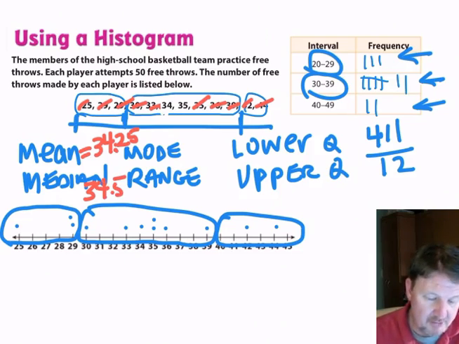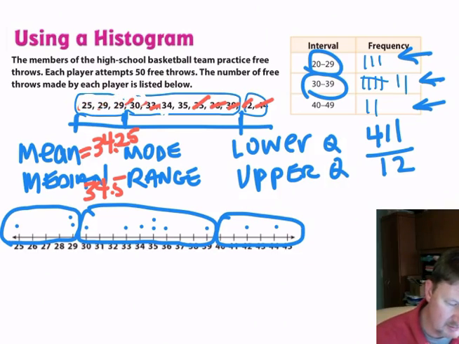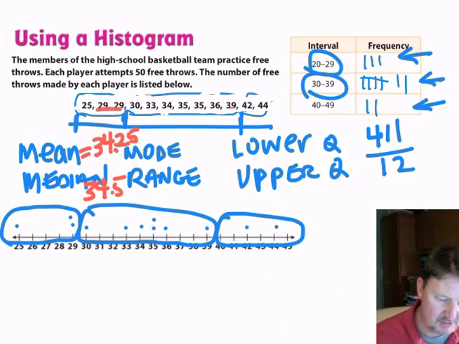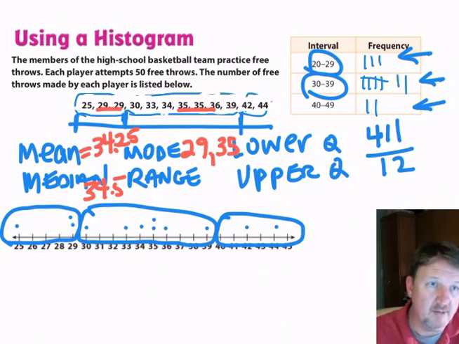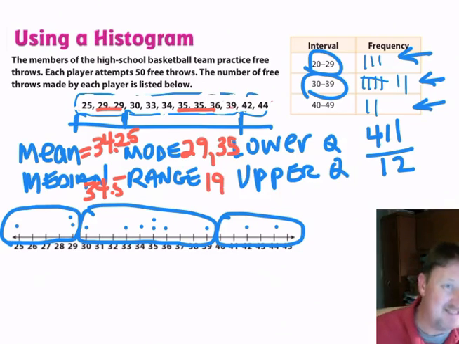All right. My mode, the number that happens most often, is, let's erase these so we can see them. Here's a case where I have 2 numbers that happen most often. 29 occurs twice, and so does 35. So my mode would be what we call bimodal, 29 and 35. My range is the difference between the lowest and the highest number, which would be 44 minus 25. So 44 minus 25 is 19.